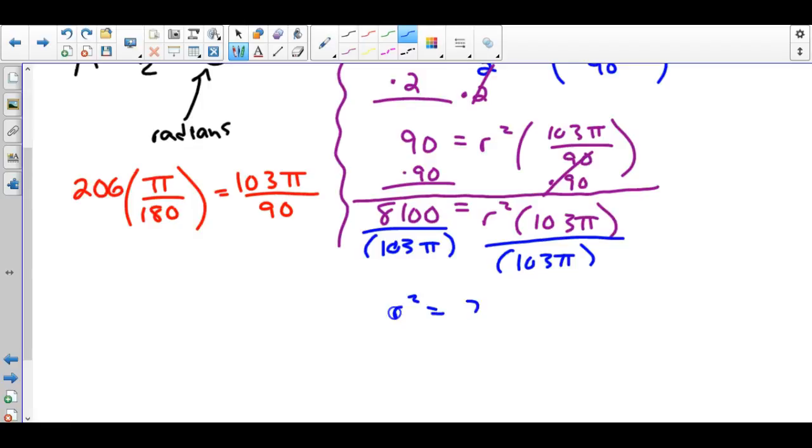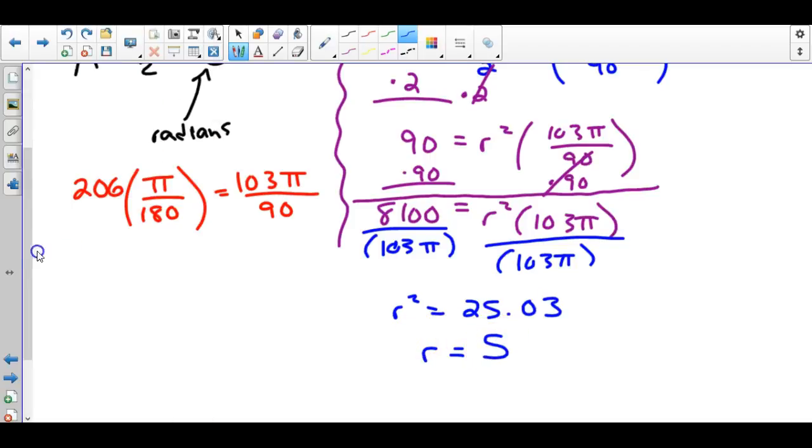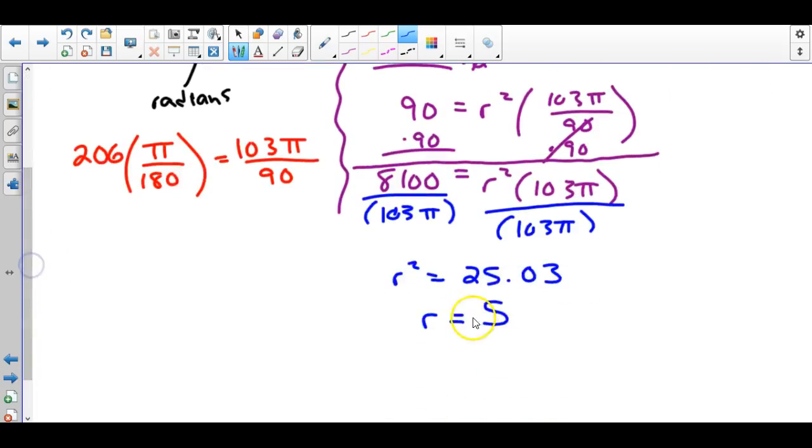So r squared equals 25.03, but we don't want r squared, we want r. So you have to take the square root at the very end of this. So I'm going to take the square root, I think it's going to come out to 5 even, yep. So even rounding to the nearest hundredth, this will just end up as 5. So I will end up with 5, and my unit of measure is inches. So the radius of this circle is 5 inches.